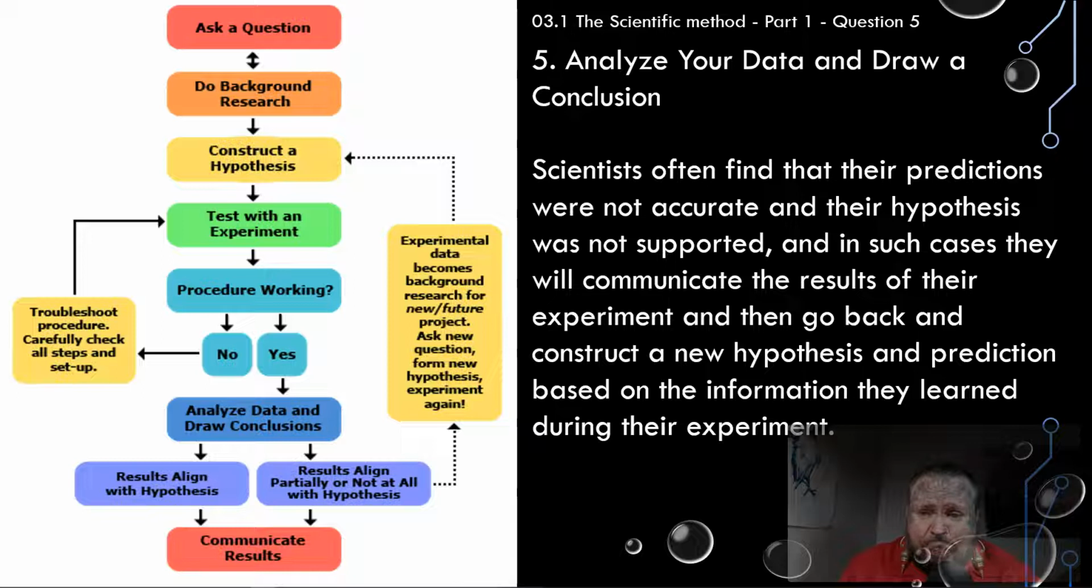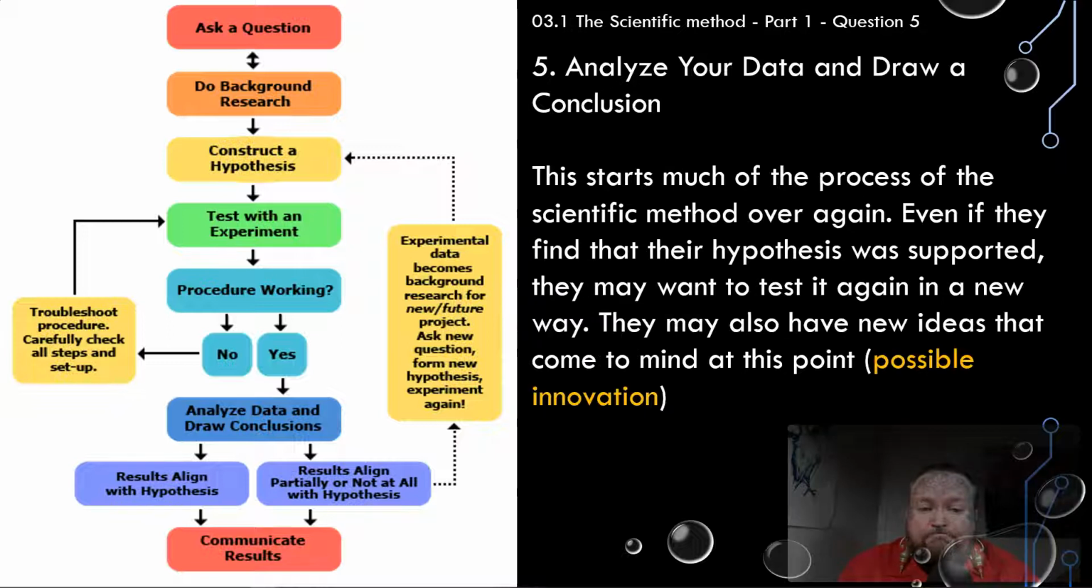It's not a failure. It's just new knowledge that we can't say is supported long enough to distribute widely to an actual community, other than to say, okay, this is what we've shown, that this didn't work. And then other people and yourself can grow off of that. So they construct new hypotheses based upon information they learn during those actual experiments. This starts much of the process of the scientific method over again.